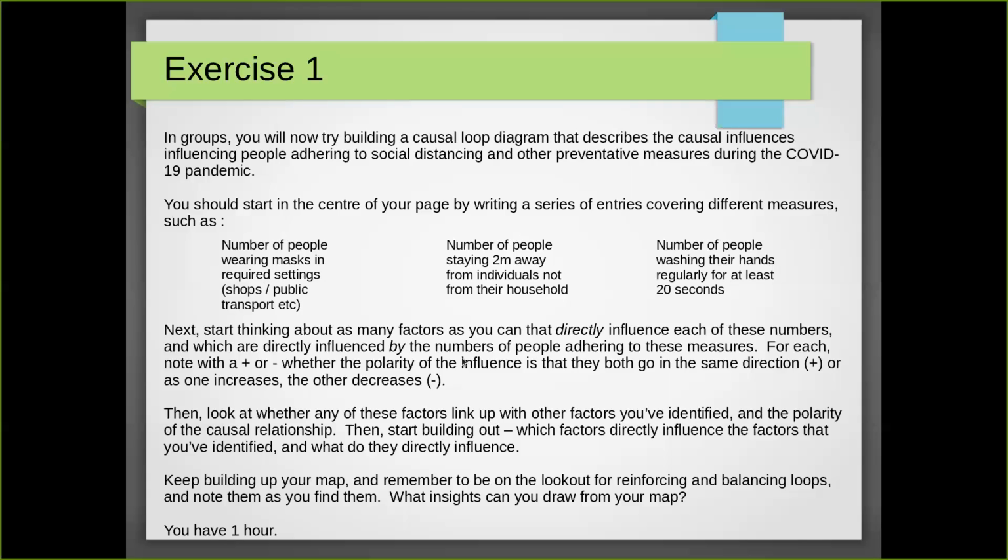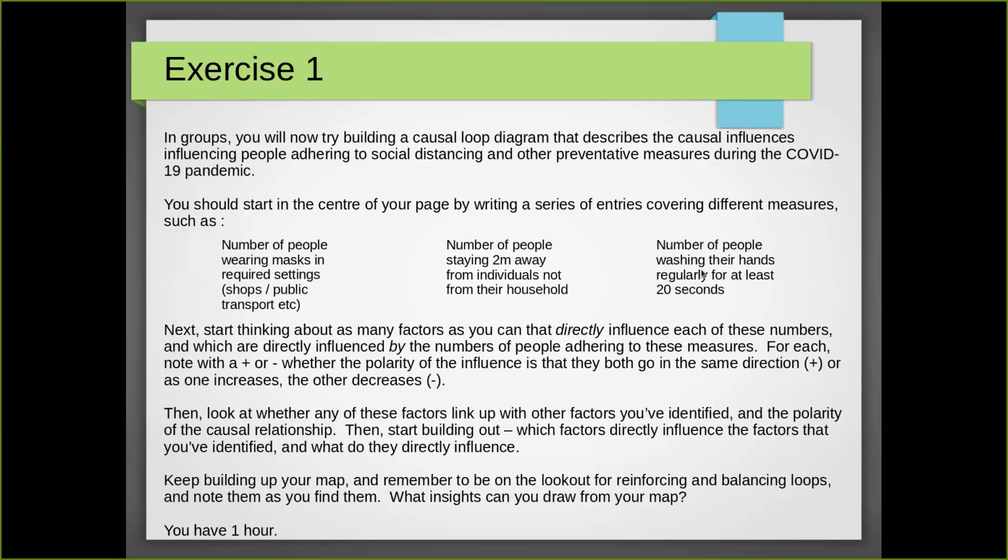Then once you've done that, as you start to build this out, think about if any of these factors that you've identified that influence these things link up with any of the other factors that you've written. So does something that you've written over here that influences the number of people wearing masks also influence one of these things over here that influences the number of people washing their hands? And if so, what's the direction and the polarity of that influence? And then start building out from that.